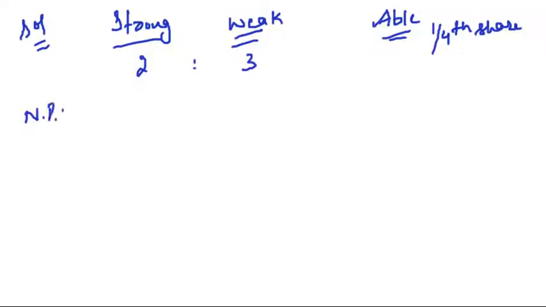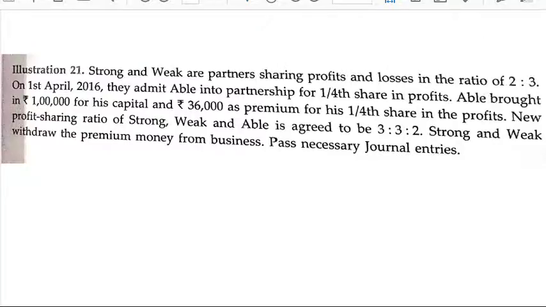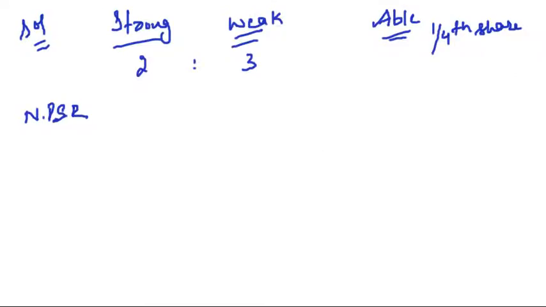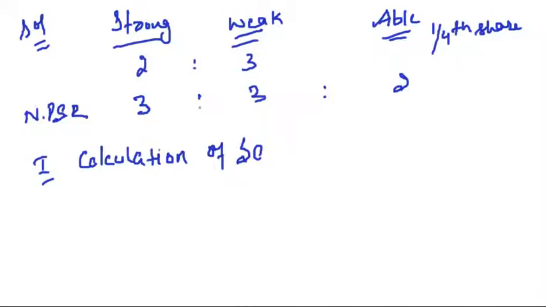What is the new profit sharing ratio? It is 3:3:2. Okay, let's write down. So in the previous lectures I told you what the first step will be. The first step will be the calculation of sacrificing ratio.